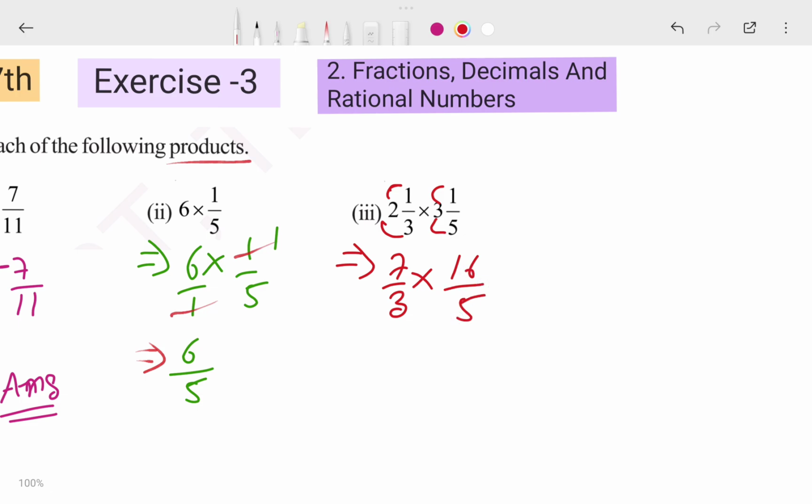Now let's see this here. Now will this crisscross, will it multiply? No, it cannot multiply. It is not possible only. Now see, 3 or 16, can it multiply? No, it is also not possible.